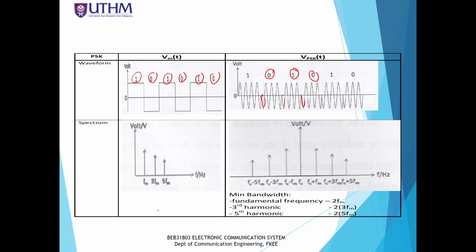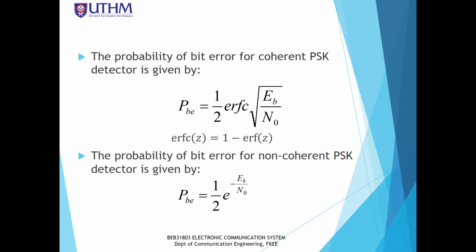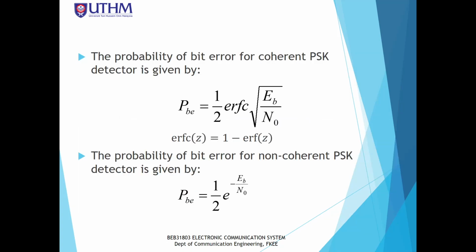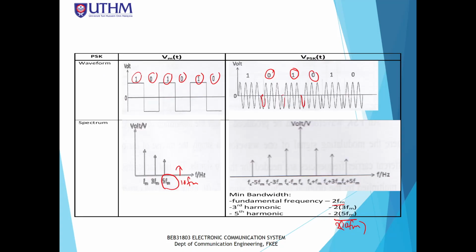What about the bandwidth? The bandwidth of PSK is similar to the bandwidth of ASK, which is 2 times the input frequency. If the input is up to the 5th harmonic, the bandwidth will be 2 times 5 fm. If the input is up to the 10th harmonic, for example, the bandwidth will be 2 times 10 fm, and so on.